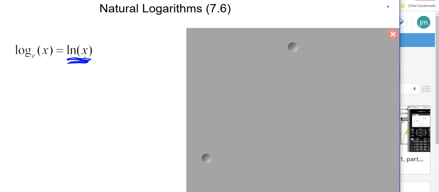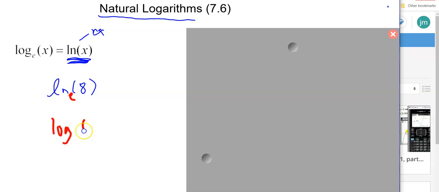So log base e of x is the same thing as this, which is read as the natural log. Well, there it is, natural logarithm. So if I wrote the natural log of 8, that is the same thing as a logarithm, but the base is understood to be e. It's always e when it's a natural logarithm. It's understood, kind of like when I write log of 8, the base is understood to be 10. So if it's a regular log, the base is 10 if there's no base written. If it's a natural log, the base is e. And these are the two most common logs.